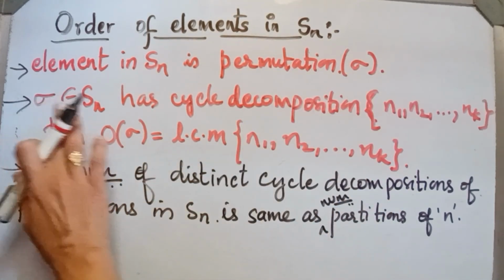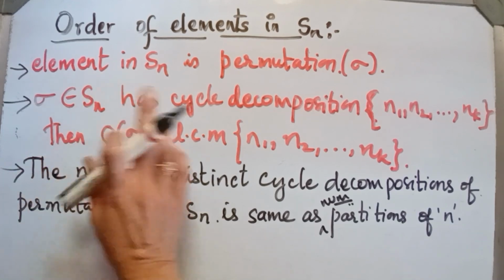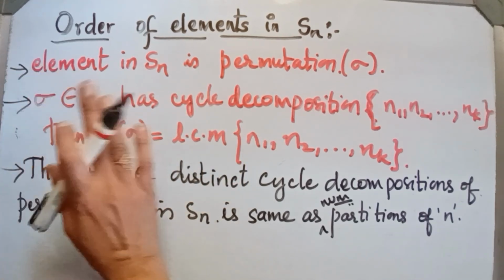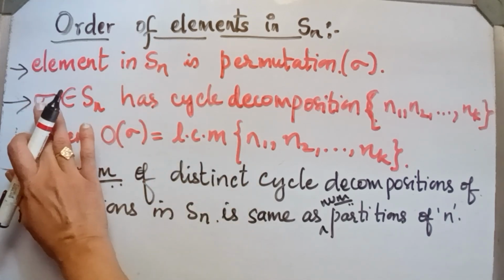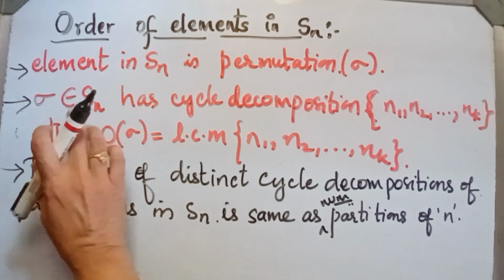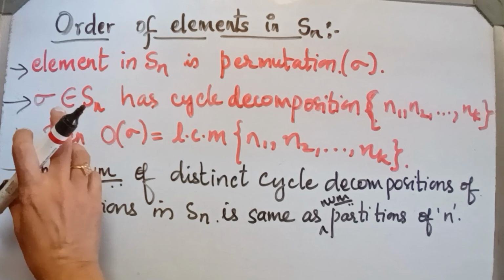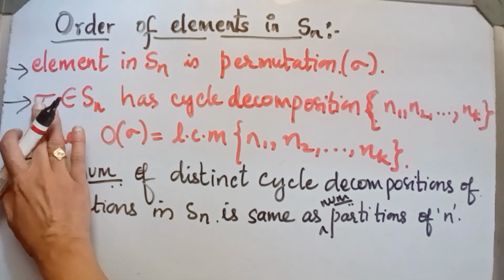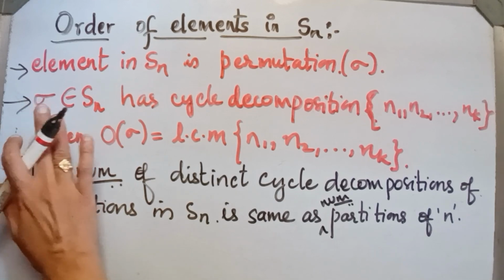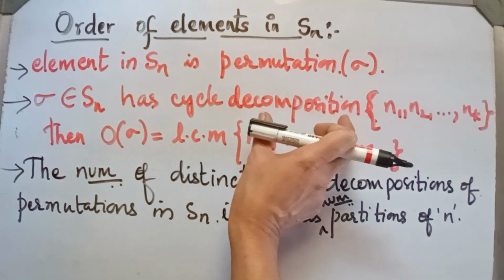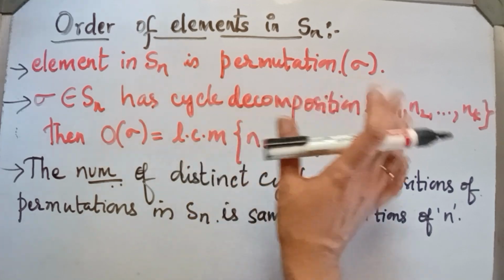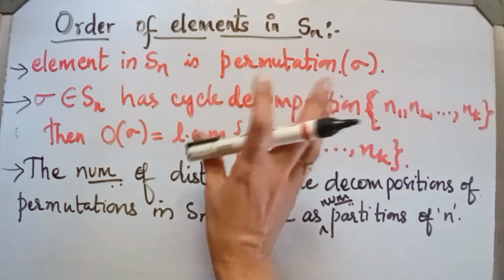And if you have any permutation of Sn, you know that it has a cycle decomposition. You can write it in a cycle decomposition form. Every permutation can be expressed as a product of disjoint cycles, that you already know. So it has some cycle decomposition, which means it may be a product of 2 cycles, 3 cycles, 4 cycles, a combination of all those.